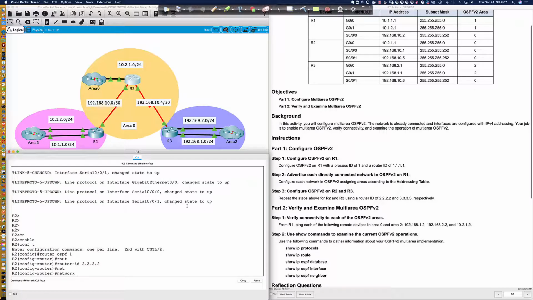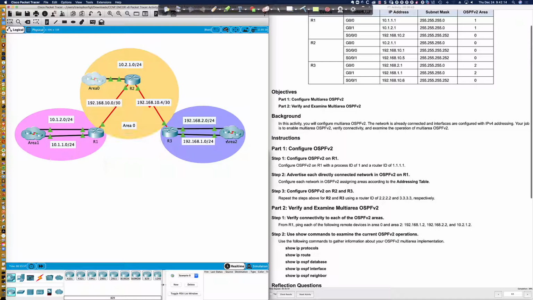Now, I'm first going to go ahead and do the network statement for area 0 out here, right? And you'll see if I click on this, you'll see these are locked. There's no way for us to get in there. And that's kind of part of the activity because we're going to be asked to provide information about what might be going on out here, right?